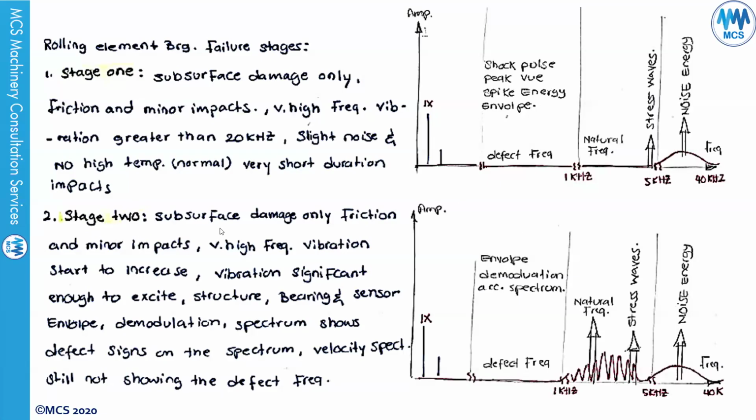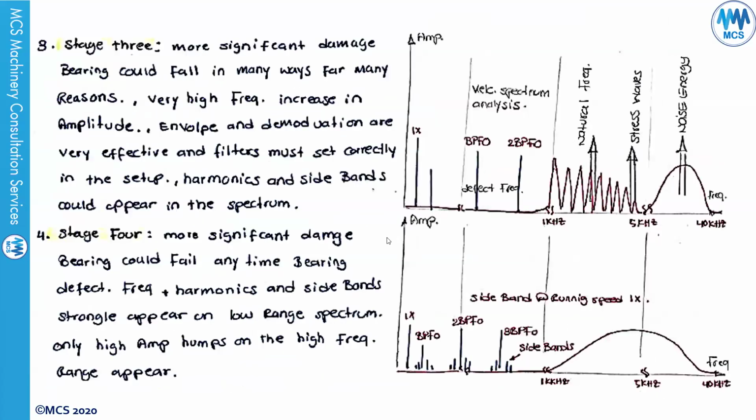In stage 2, you still have subsurface damage only, friction and minor impacts, and the very high frequency vibration starts to increase, significant enough to excite the structure, bearing, and sensor. With envelope demodulation, the demodulation spectrum will show defect signs. The velocity spectrum still will not show any defect. Between 1,000 to 5,000 hertz, you will start to see some peaks, which could be an indication of an early stage bearing fault. At stage 2, we don't do anything. We just monitor. We keep an eye on the bearing and watch for any further changes or deterioration in the next survey.